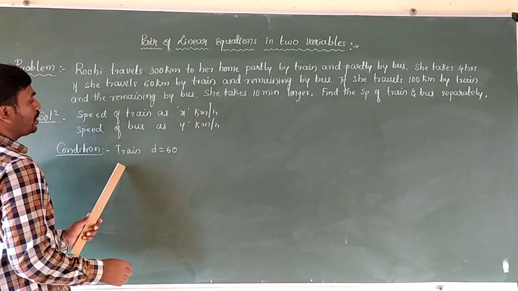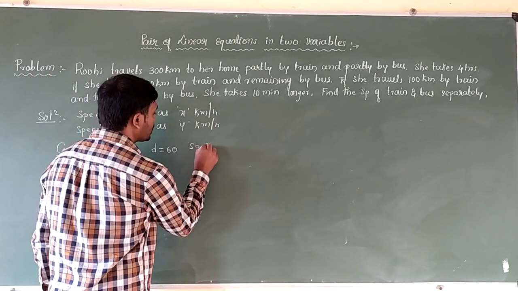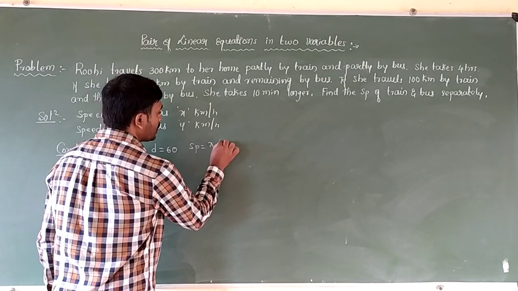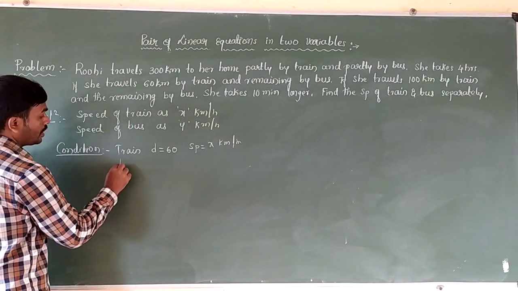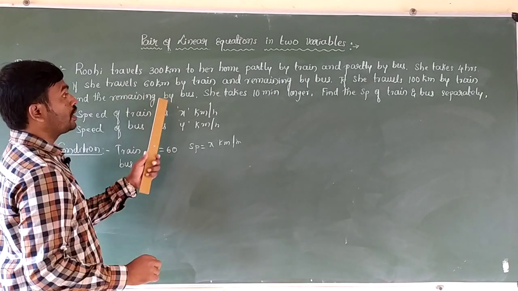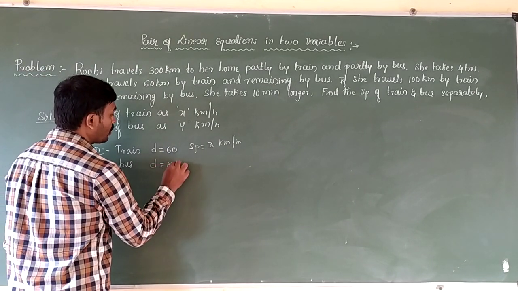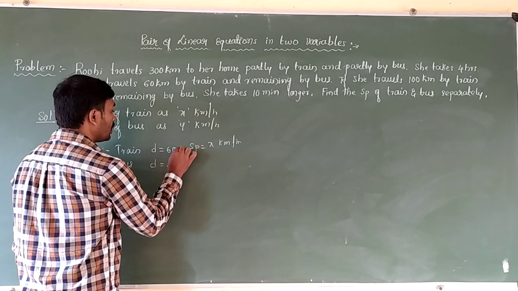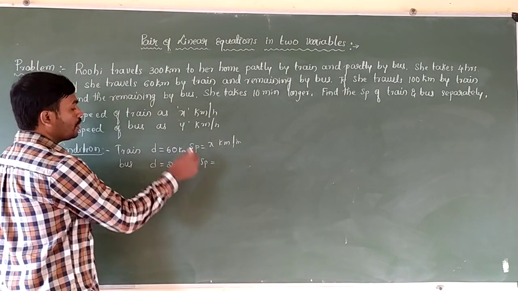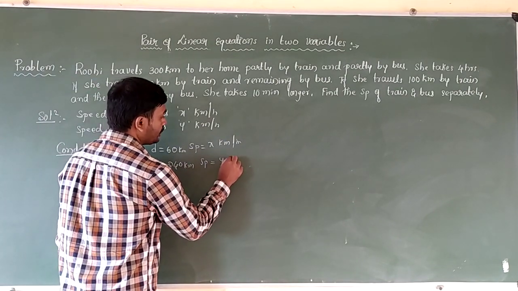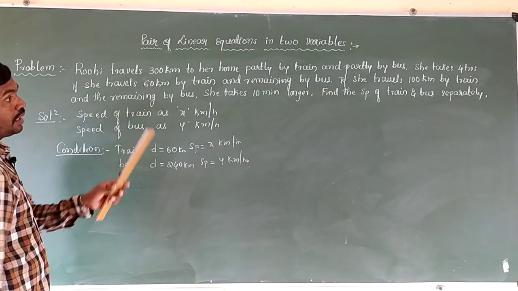Distance covered is 60 kilometers and the speed is, we know, x kilometer per hour, and the remaining by bus. Out of 300 kilometers, remaining by bus means 300 minus 60, so distance covered is 240 kilometers by bus, and the speed we have taken for bus is y kilometer per hour. Together they have taken 4 hours.